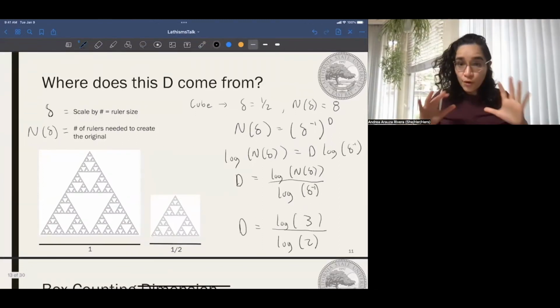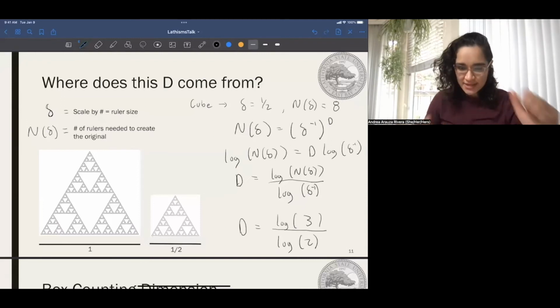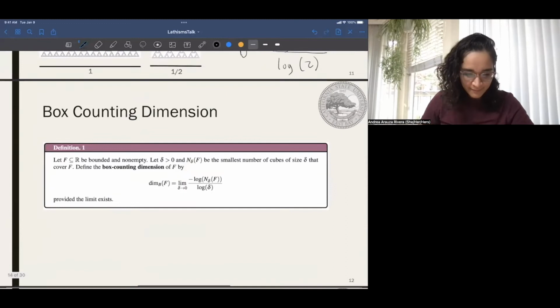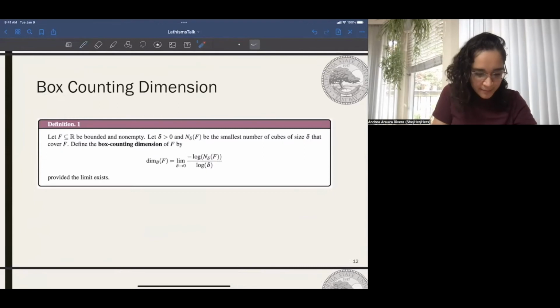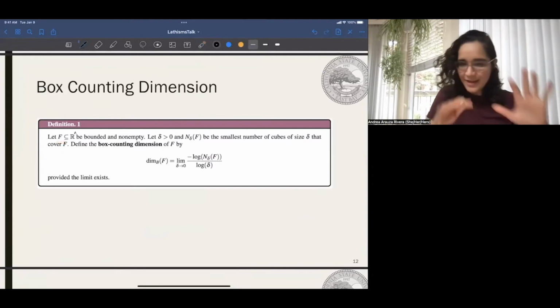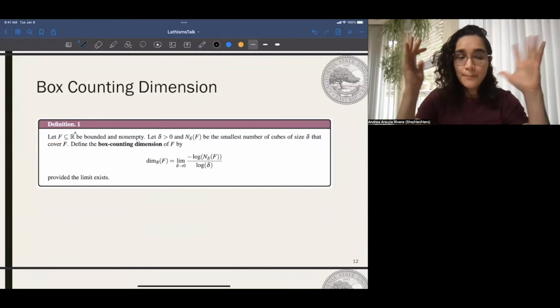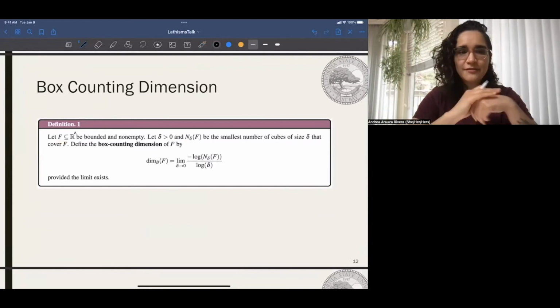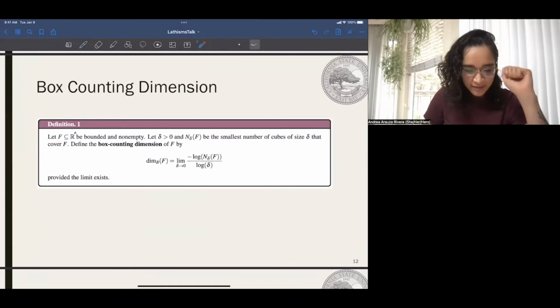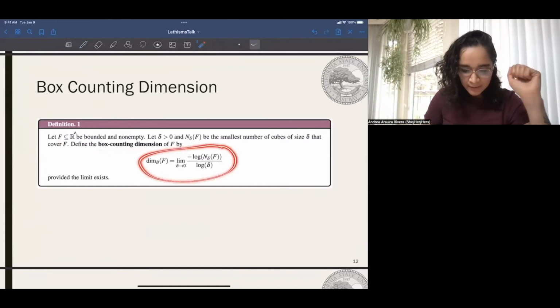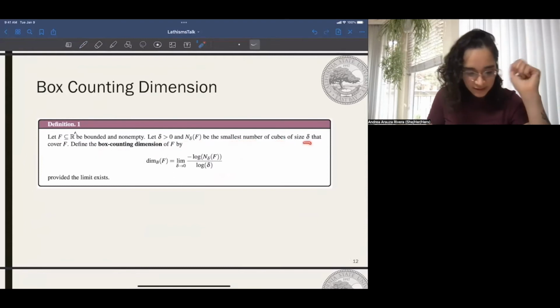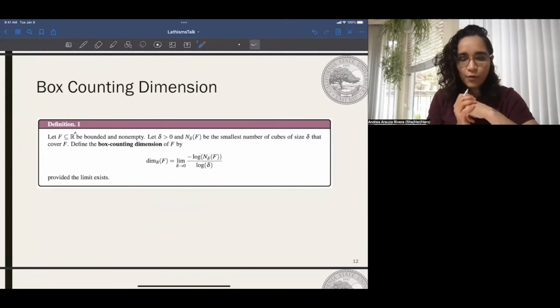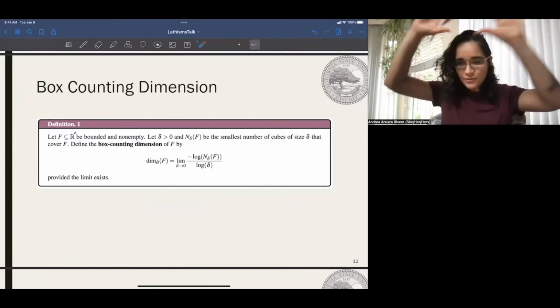So let me give you the more formal definition now of what this dimension D is. Okay. So this is what we call the box counting dimension. Okay. So for a subset of, and this should really be R^n, this is more general than just R. So for a bounded, non-empty subset of R^n, we can define the box counting dimension in this way. Okay. So we have some scale delta greater than 0. We let n of delta of f be the smallest number of cubes of size delta that cover f. So this is an analog for, you scale your set, how many copies of that do you need to create the original?